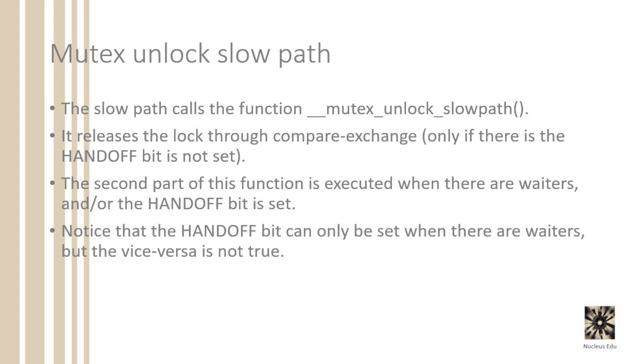This is the reason why if there is a handoff bit set, there are for sure waiters, and hence in the second point in the slide we see that in case a handoff bit is set, the function tries to hand off the mutex directly to the waiter and not try to release it through a compare exchange.